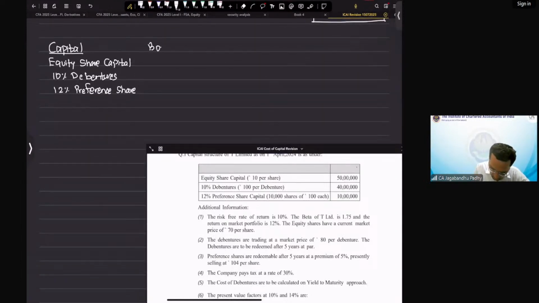Then we have got the book values here: 50 lakhs, 40 lakhs, 10 lakhs. But I cannot take the weightage of these book values. I need to calculate the market value. Let's first get the market values.